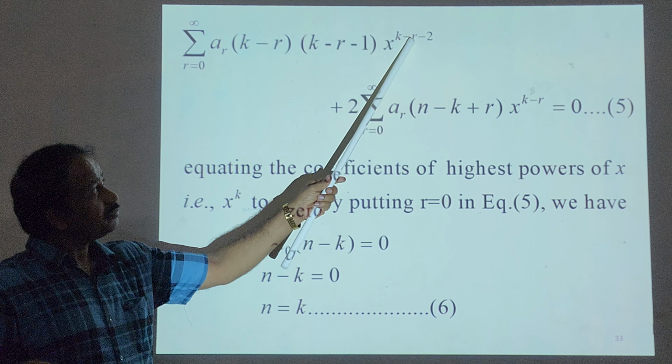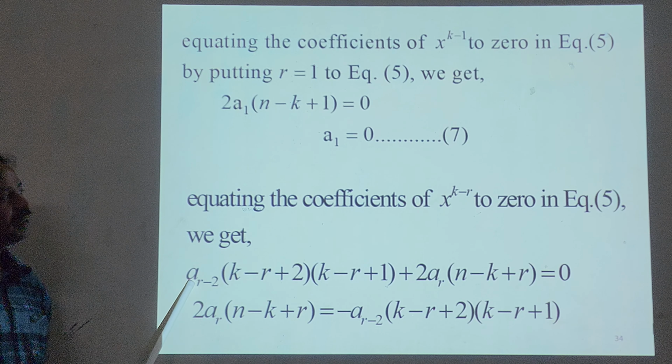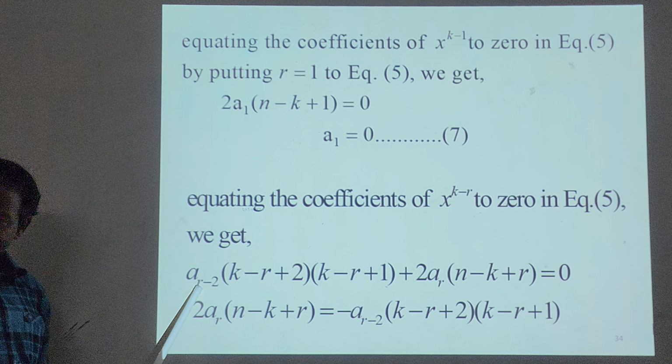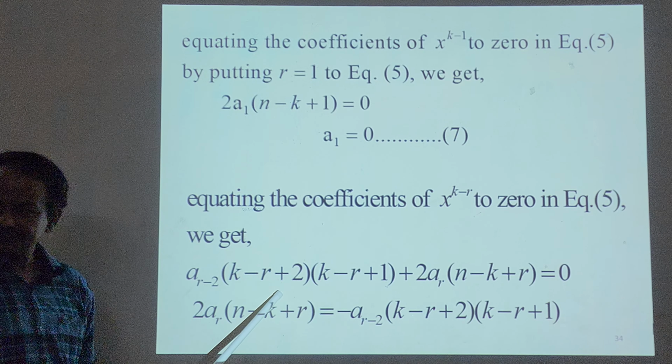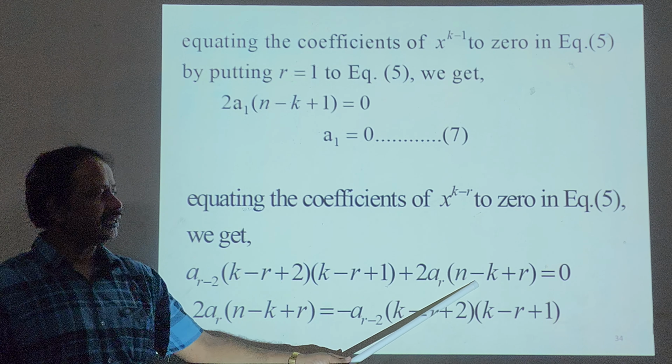Is it okay? See, we have added two terms and we have written x to the power k minus r. The summation will go behind, behind r equals minus 2. Is it okay? So we have added two terms. Already summation starts from 0, so it has to start from minus 1 and minus 2. So this equation becomes r minus 2, k minus r plus 2, as I said, k minus r plus 1. This is the first term. And the second one as it is, 2ar n minus k plus r equals 0.